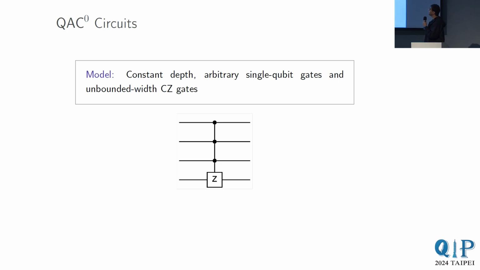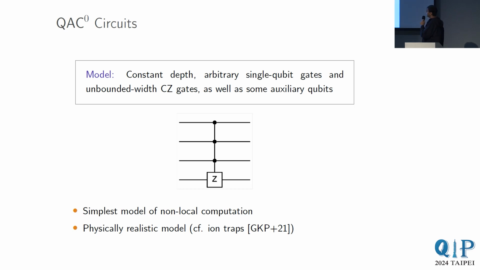There's a slight catch, which I'm going to try to sweep under the rug as much as possible. There are some ancilla qubits as well, and I'll let you know when it comes up later. But for now, pretend that there are no ancilla qubits. Great. So why might you care about QAC0? Well, this is the simplest circuit model that captures non-local computation. You're not assuming that these CZ gates only act on 2 or 3 qubits. They can act on many qubits.